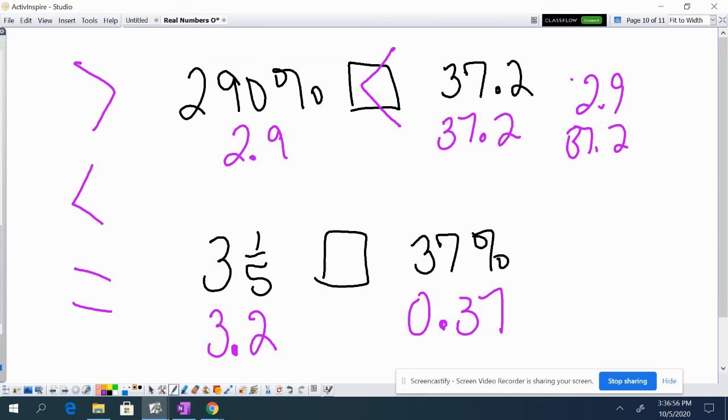So do you want $3 or do you want 37 cents? I want $3. Remember, the two points is the bigger, the little pointy goes to the small. 2 is bigger, 1 is smaller. So that's why we change to decimals so we can compare things.